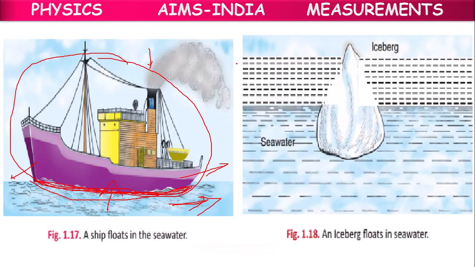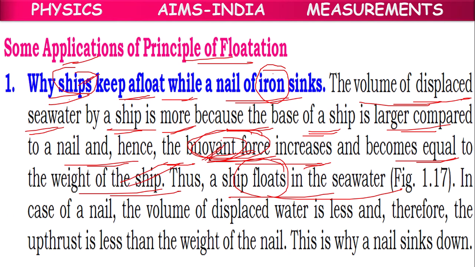Whereas in the case of a nail, because the tip, the end portion of the nail, is very small, the amount of displaced liquid is small. So the upthrust will be less, the weight of the nail will be more, and that's why it will sink into the water. So the ship is specially designed, and its base has more area to have more buoyant force. Okay, that is one kind of application.